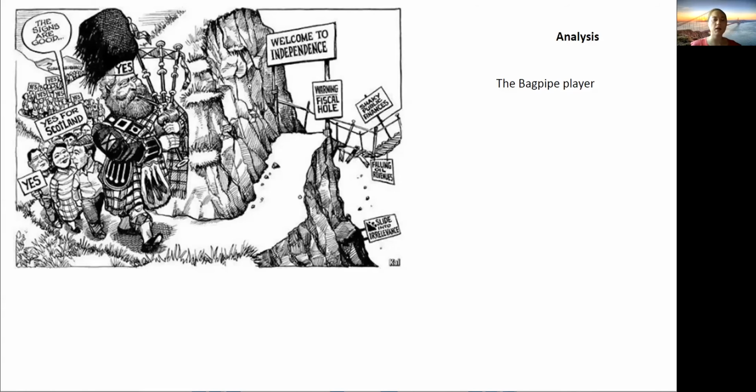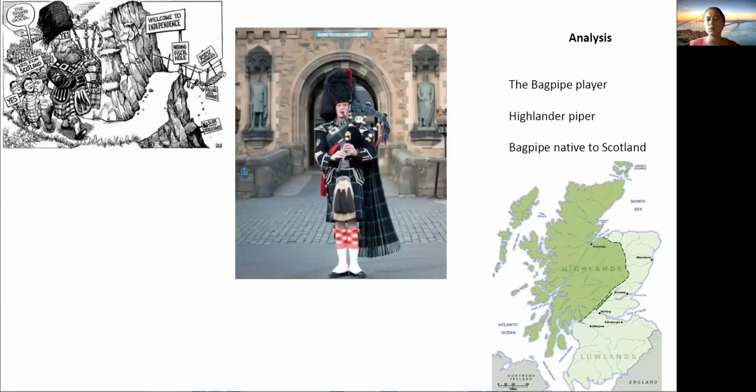Another thing you need to ask yourselves is, what is this bagpiper standing for? In order to do this, you first need to describe him very carefully, and first describe his outfit. As you can see here, he's wearing a tartan, a kilt here, a plaid, the bagpipe, of course, and then he also has a sort of bonnet here. So what this character stands for is the Highlander piper.